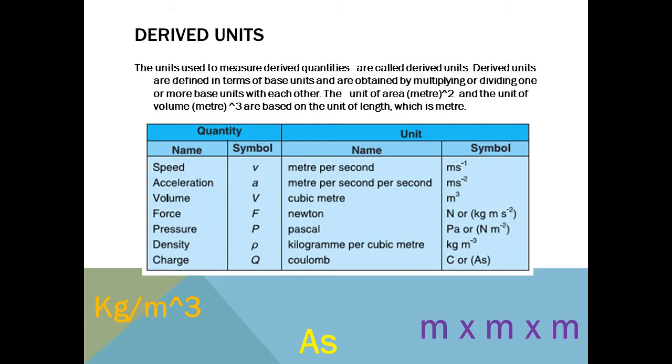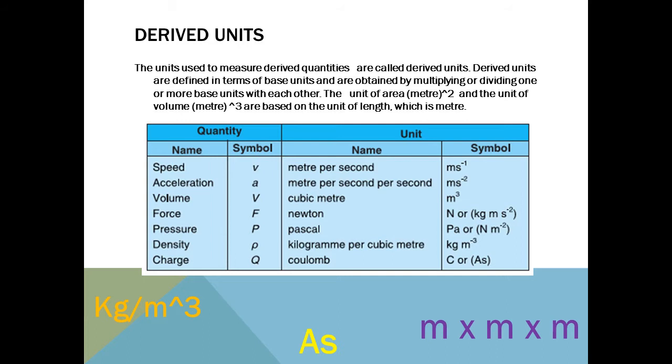First of all, we have speed, which is represented by small v, and its unit is meter per second. Meter is also a base unit, and second is also a base unit. By dividing meter by second, we get a new quantity, which is speed, and which is a derived quantity.